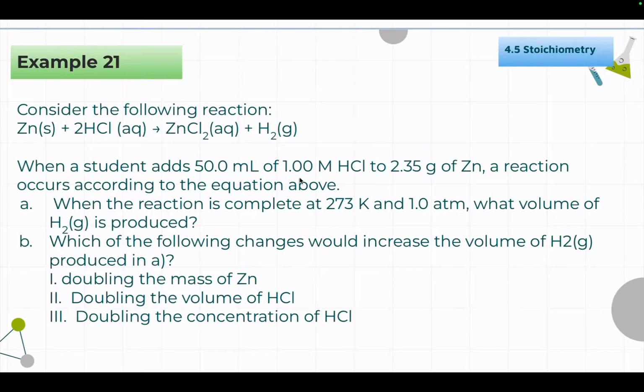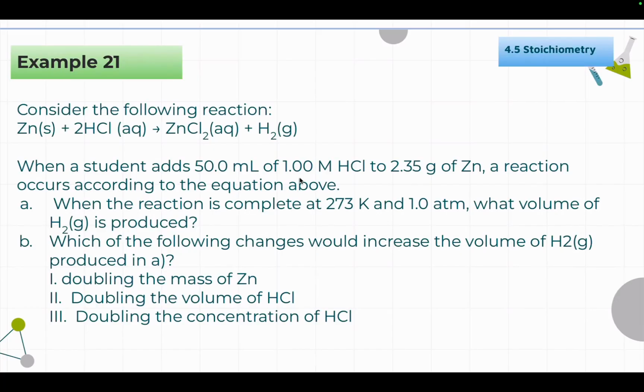Hi, this is an AP Chemistry video, topic 4.5, and this is part 3. I'm breaking this into pieces because it's got some pretty long problems in it. So this question here is a typical AP question where we're going to have to figure out the limiting reactant and how much volume of hydrogen is produced.